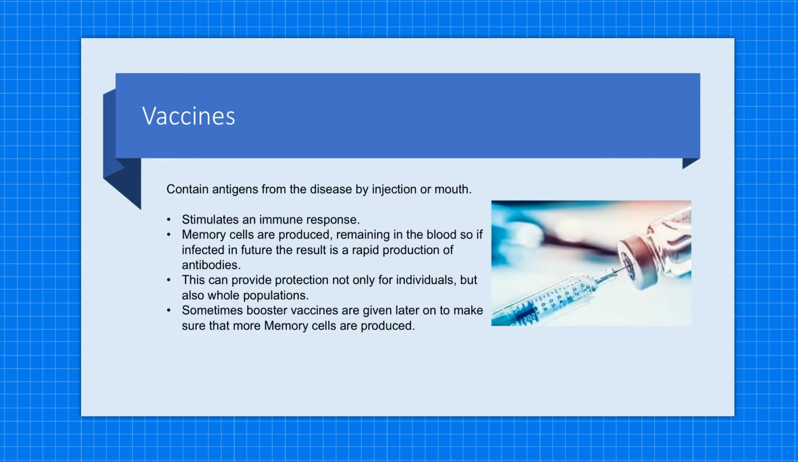So as we said, vaccines are an example of active immunity. It's artificial active immunity. So why is it artificial? Well, they contain antigens from the disease by injection or through the mouth, through a pill. Now, the antigens themselves won't cause the disease itself. They're usually weakened pathogens, and they might be just the antigens or parts of the antigens. And the reason that you would do that is that you're stimulating an immune response. So memory cells are produced and they remain in the blood. So if you're infected in future, the result is a rapid production of antibodies.